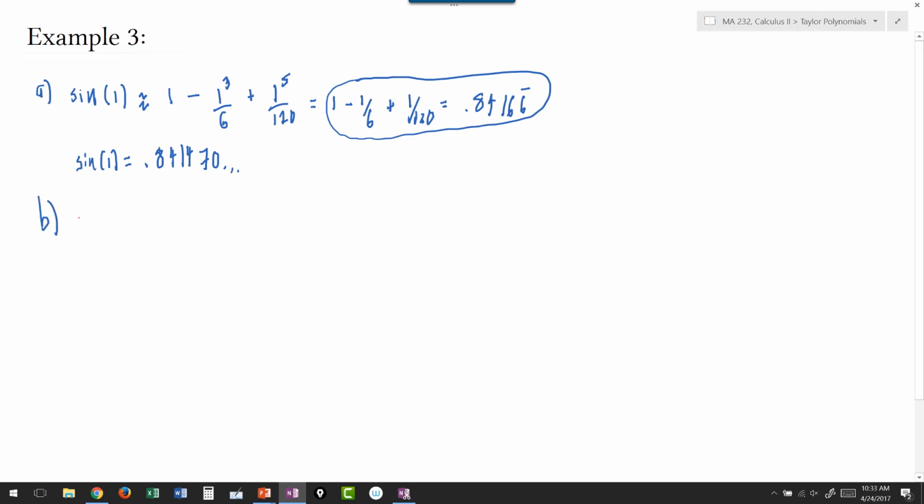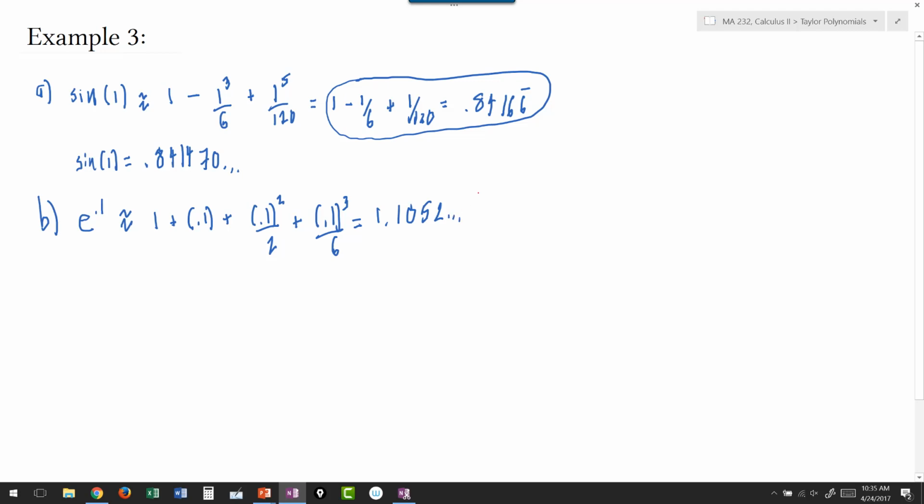Next, let's use our exponential Taylor polynomial to figure out something like e to the 0.1. So what would that end up being? Well, the Taylor polynomial says we take 1 plus x plus x squared over 2, and let's stop at the 3rd degree, x cubed over 3 factorial, or 6. Using the calculator, I get about 1.1052.